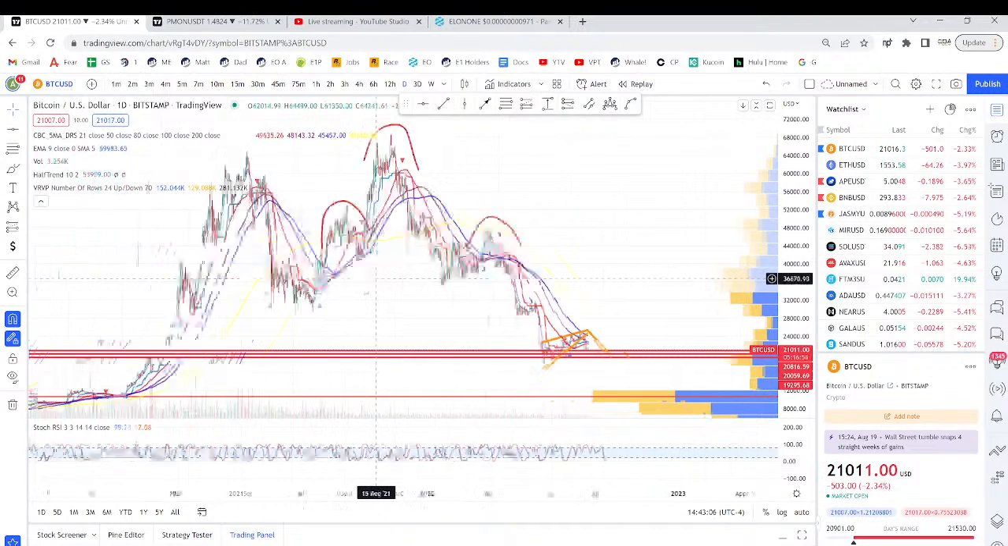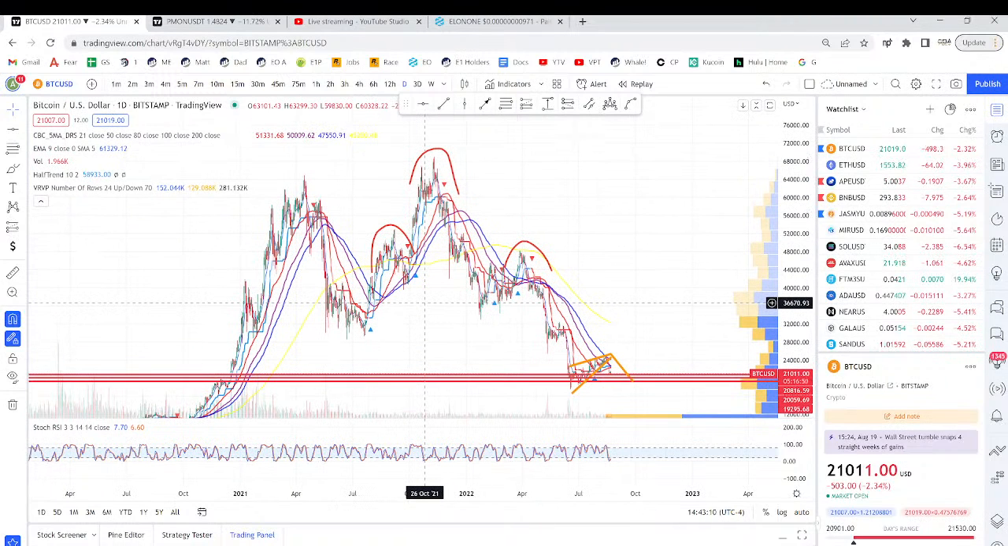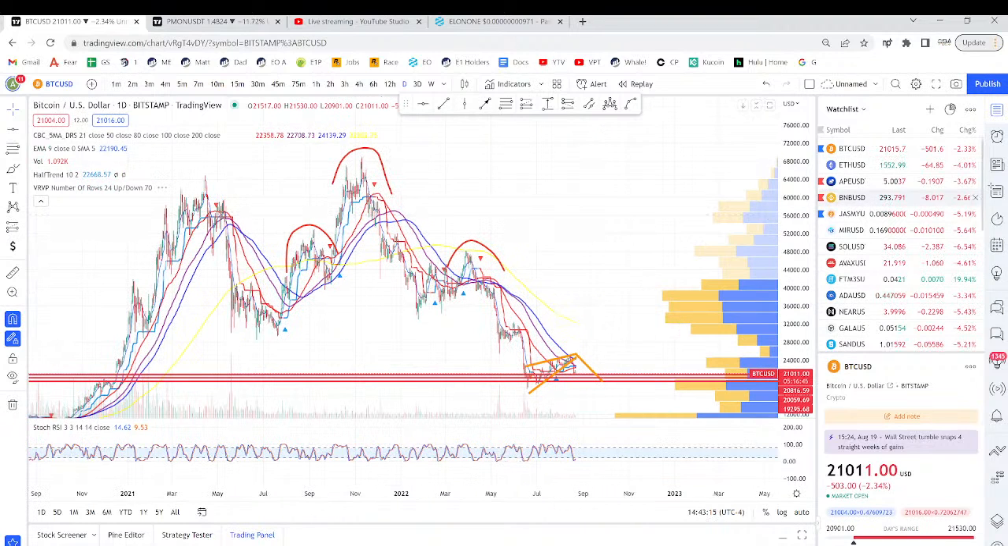So that's not bullish. Head and shoulders break to the downside 70% of the time. So overall, to me that's not bullish, right? I'm looking for 20K and then 19,300 to 19.5K before we see any sort of bounce. Even then, it's possible you go down to 17K. But the next target for Bitcoin is 19,300.